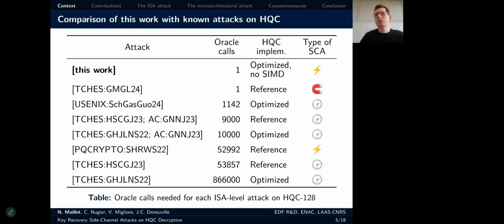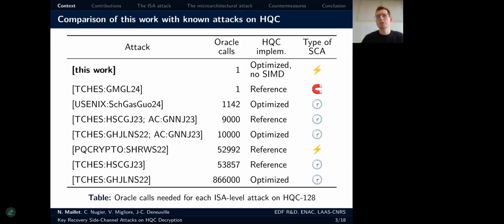As HQC has been in the standardization process of the NIST, some previous attacks and some history already exist on this part. HQC changed during the standardization process and changed the code it's using. So here are some attacks with the newest code HQC is using. Most of the attacks are on the reference implementation, which is quite important because the reference implementation is not meant to be used in production and is not meant to be secure against any side channel.